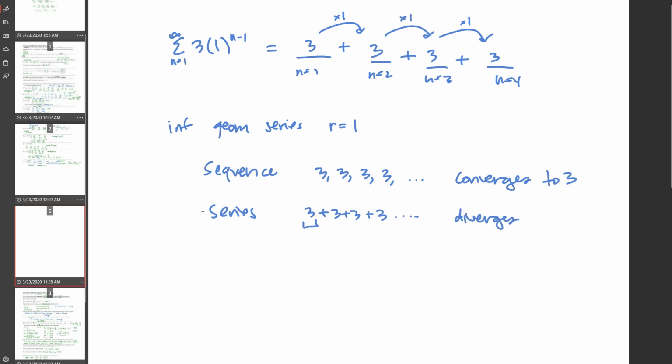Because its sequence of partial sums, so 3, and then 6, 9, then 12, then 15, then 18, and so on, is going to diverge, therefore this series diverges. Which is interesting, because what we know here is that the sequence can converge while the series diverges. So make sure you understand that just because the sequence converges does not mean that the series is going to converge also.